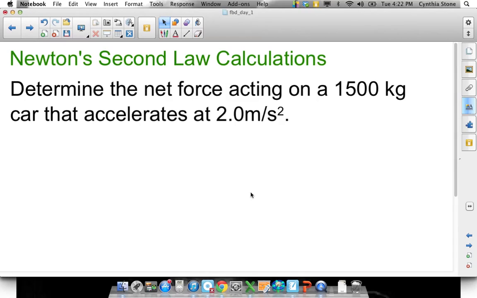Okay, calculations related to Newton's second law. I told you that Newton's second law was the math law, and it's the one where we do most of the calculations. So please write down, I think I have 3 examples or so. Please write down the example. I'm going to jump to the solution. If you pause while you write down the example, I'm going to jump ahead.